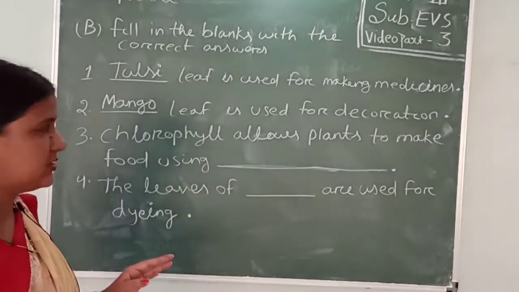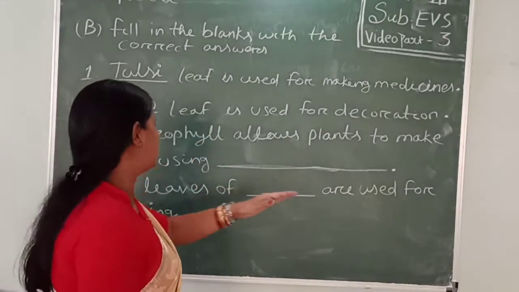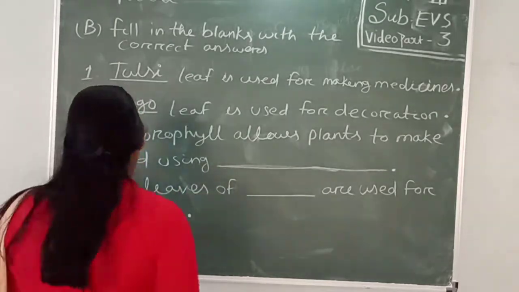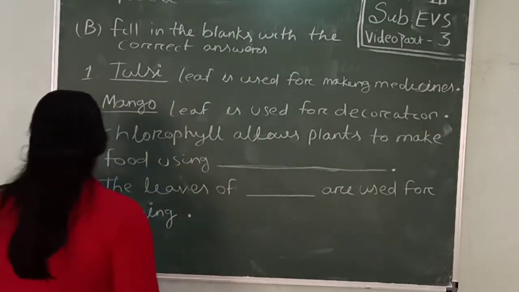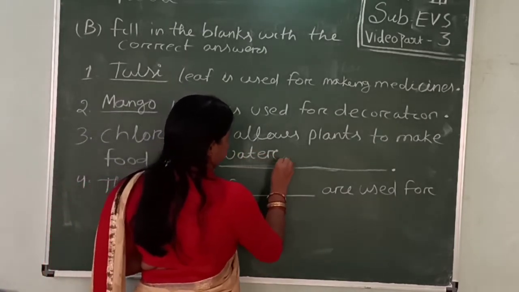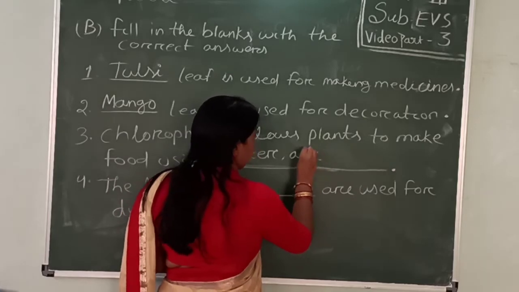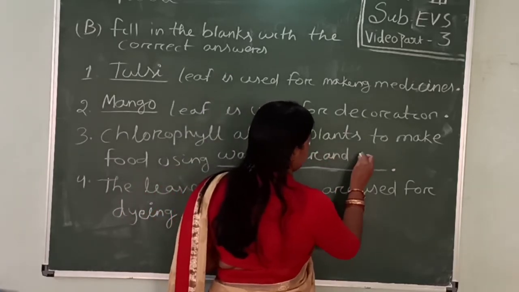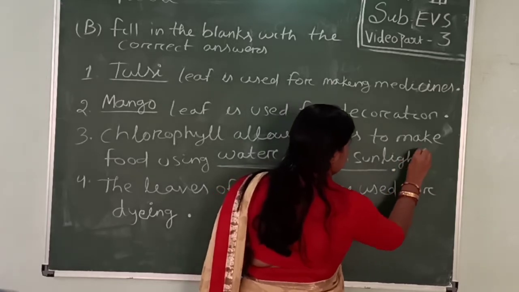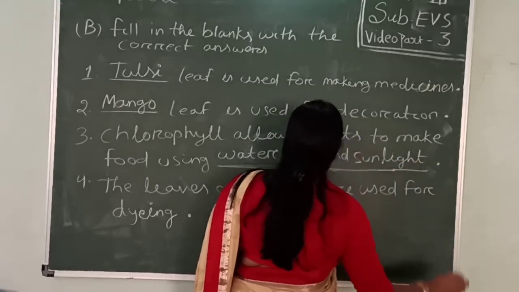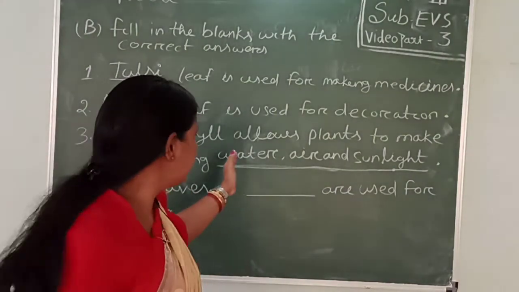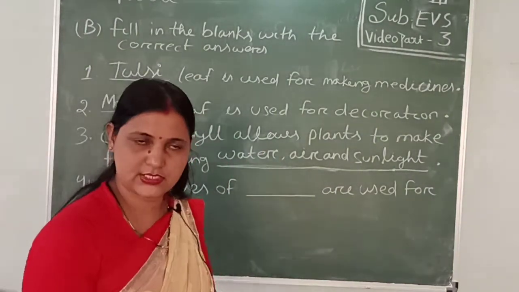Which one is correct? Chlorophyll allows plants to make food using air, water and sunlight. You write here water, air and sunlight. Okay. Chlorophyll allows plants to make food using water, air and sunlight.